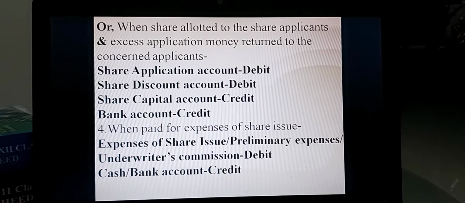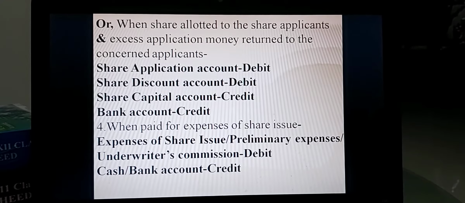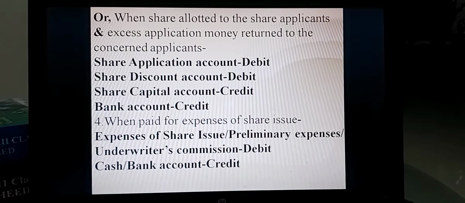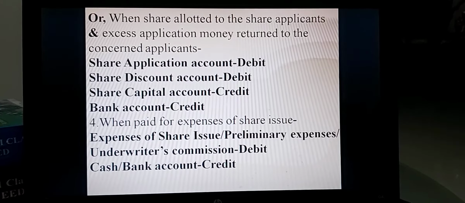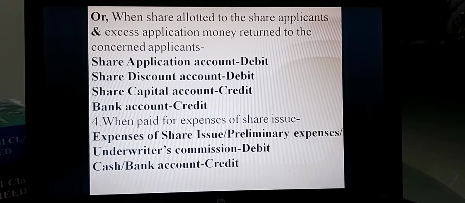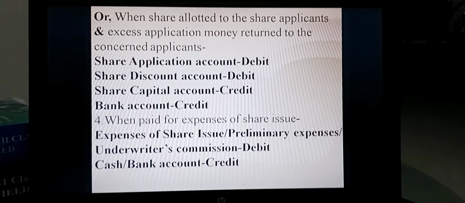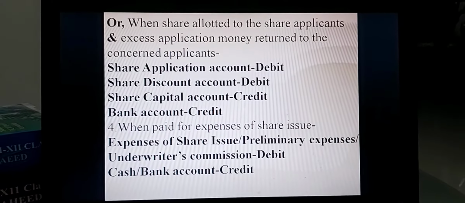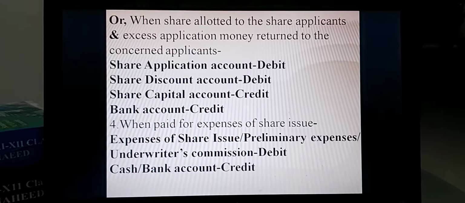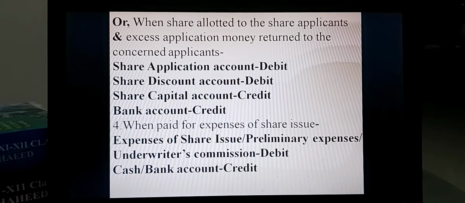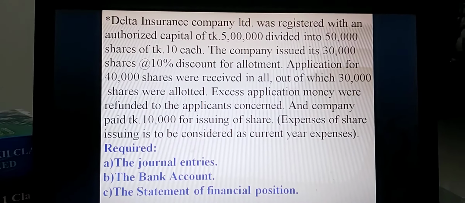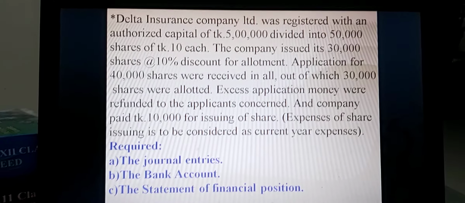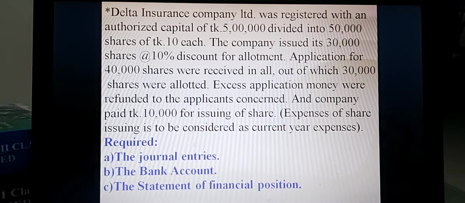Number 4, when paid for expense of share issue: expense of share issue debit, or preliminary expenses account debit, or underwriter's commission account debit, bank account credit. Dear students, I think you have seen in the content the journal entries when shares are issued at a discount. Okay, dear students, now you can go for the solution of this creative question.